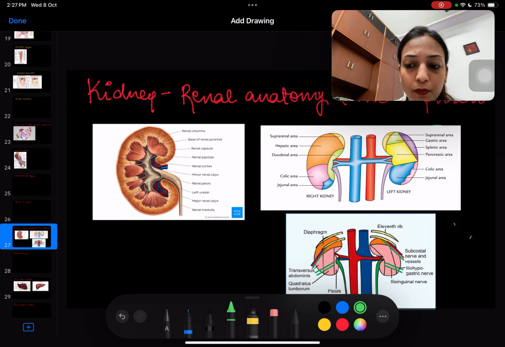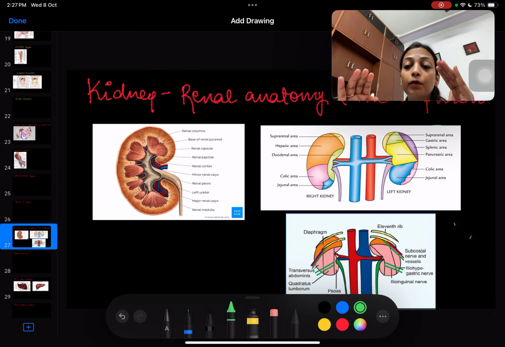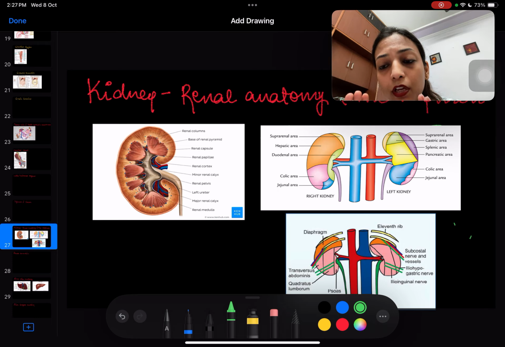Let's talk about the posterior relations. It is super duper important. So the diaphragm covers more than half of the kidney, okay? The 11th and 12th rib and the diaphragm. This is how it is. Now let's talk about the muscles. So there are three muscles which cover the kidney in the posterior aspect. Since it is a retroperitoneal organ, the posterior abdominal wall lies just posterior to the kidney.